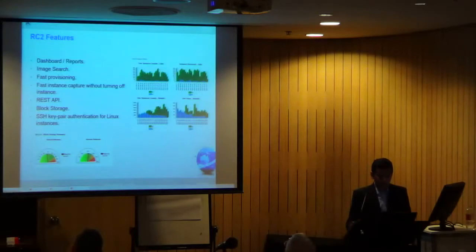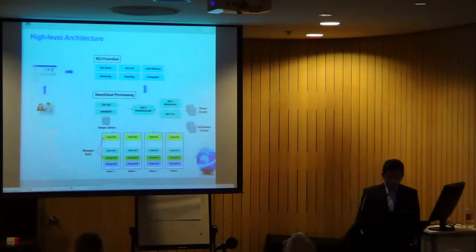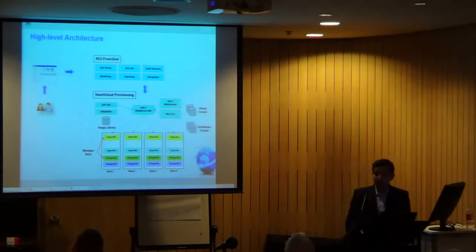There is a REST API, as you would find in most cloud services. There's also block storage for reliable storage if you want long-term storage. If you want to preserve your storage even after a VM is terminated, there's block storage in place. And of course, there's key authentication for Linux instances. So this is a very high-level architecture of RC2.